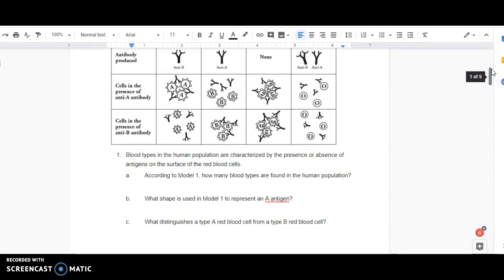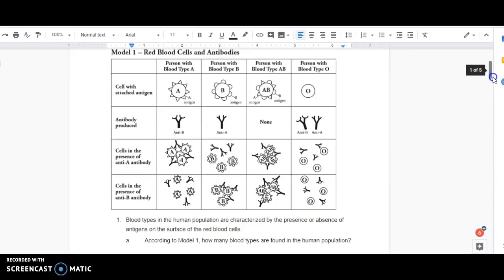To give you an example of a question that sometimes students overthink that's pretty simple, letter B says, what shape is used in Model 1 to represent an A antigen? So here is an A antigen, and some students will sit here and think about what that is. I would call an A antigen a triangle.